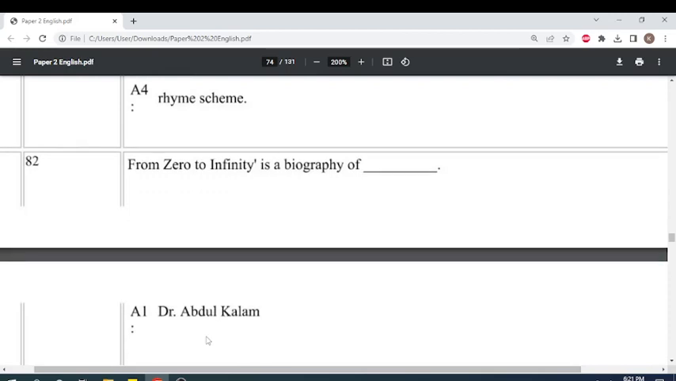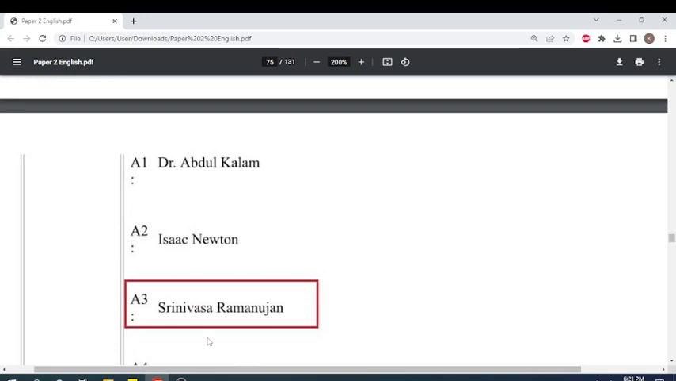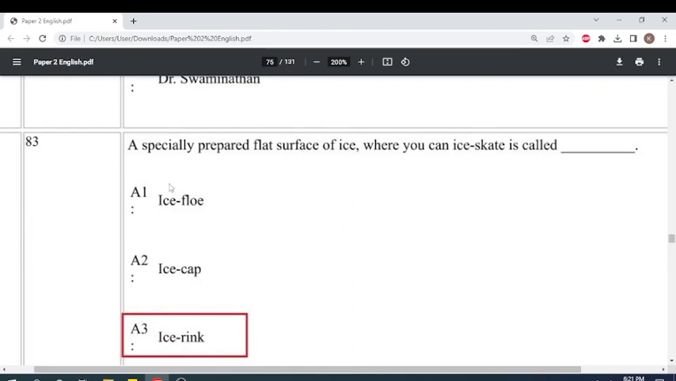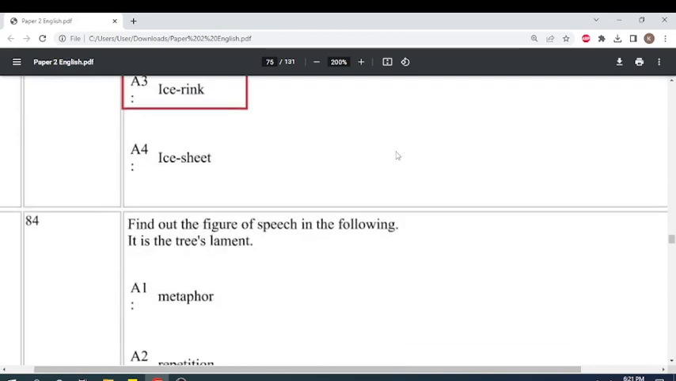82. From Zero to Infinity is a biography of dash. Answer A3, Srinivasa Ramanujan. A specially prepared flat surface of ice where you can ice skate is called dash. Ice rink.